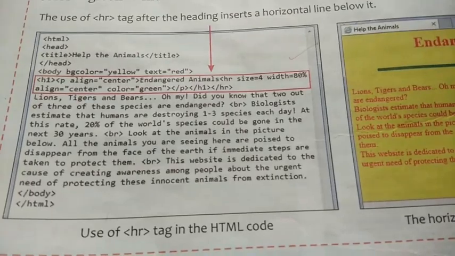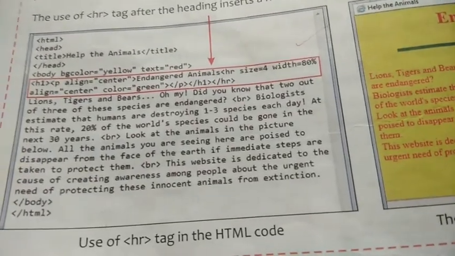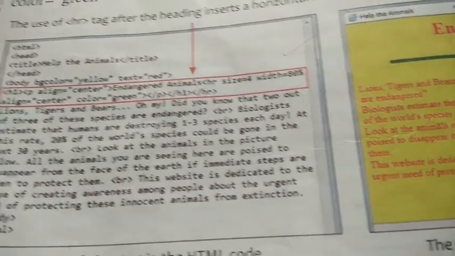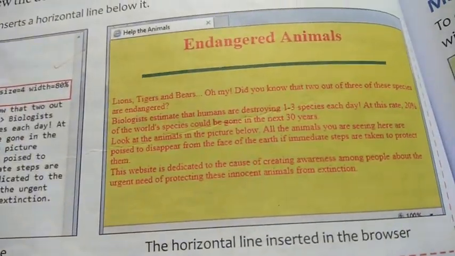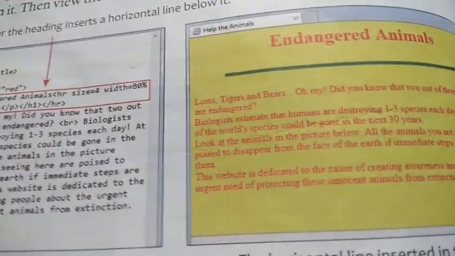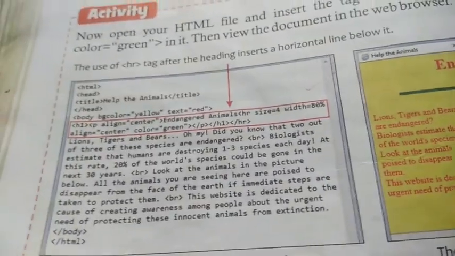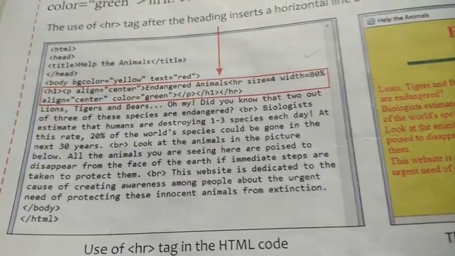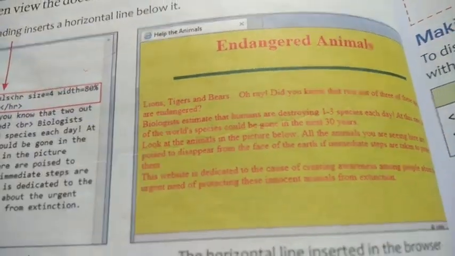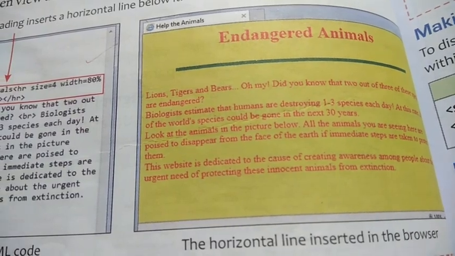So students, write the code properly, same as it is, same copy use of HR tag in HTML code. After implementing, you can see a horizontal line properly inserted in the web browser. You already mentioned this code in the HTML notepad, and after converting in the web browser, you can see the changes.